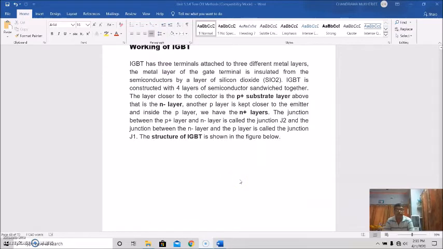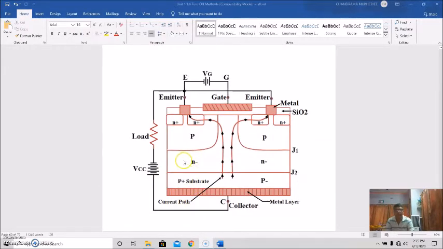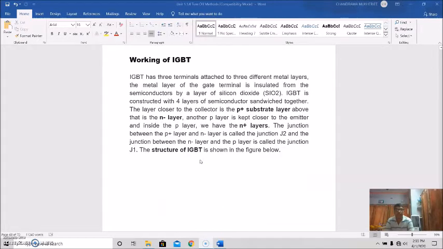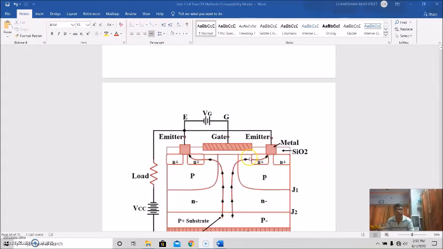IGBT is constructed with four layers of semiconductor sandwiched together. The layer closer to the collector is the P plus substrate layer. Above that is the N minus layer. Another P layer is kept closer to the emitter, and inside the P layer we have the N plus layers. See, there it is.